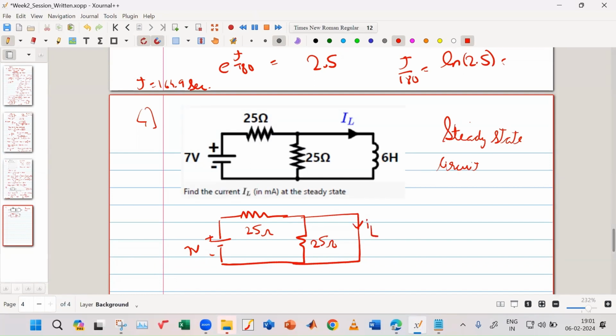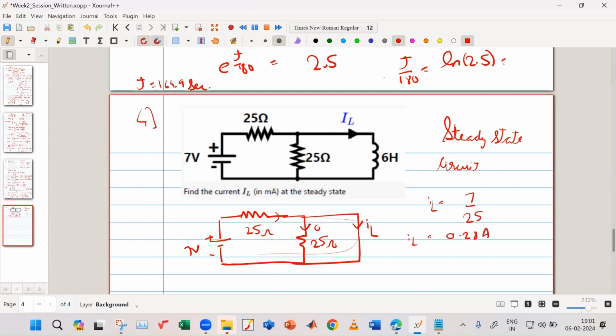So it is acting like a short circuit, and the current through this will be 0. The entire current will go like this. What is that current value? That is 7 by 25, so 0.28 ampere.